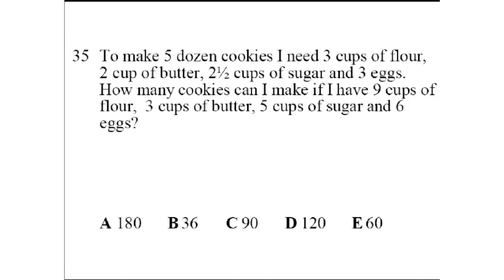Number 35. To make 5 dozen cookies, I need, first of all, what's 5 dozen cookies? A dozen cookies is 12, so 5 times 12, 60 cookies. Okay, so to make 5 dozen cookies, or 60 cookies, I need 3 cups of flour, so 3 flour, and I need 2 cups of butter, 2 butter, and I need 2.5 cups of sugar, so 2.5 sugar, and I need 3 eggs. Okay. How many cookies can I make?